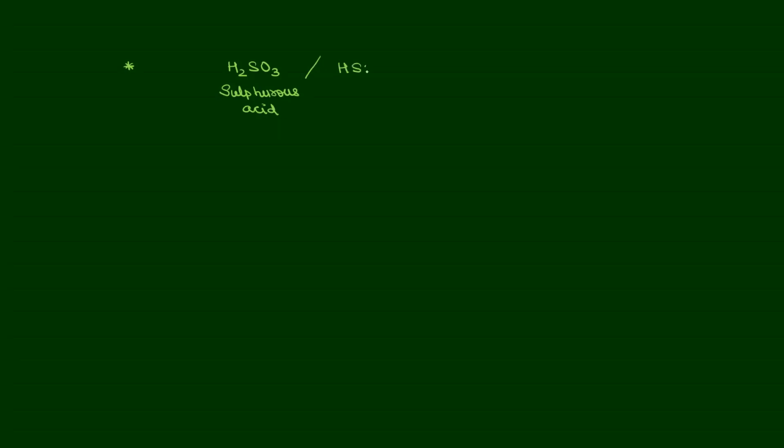HSO3 minus: just remove one H. Remove one more H plus and you get SO3 with charge 2 minus, SO3 2 minus. And from the H2SO3, remove water, H2O, and you get SO2. Now, do you understand what family means?